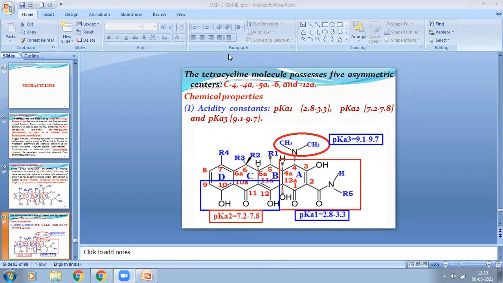Okay, define it. What is acidity constant? Definition, yes. This is very important for you, tetracycline. It will come maybe 2 marks or 3 marks.